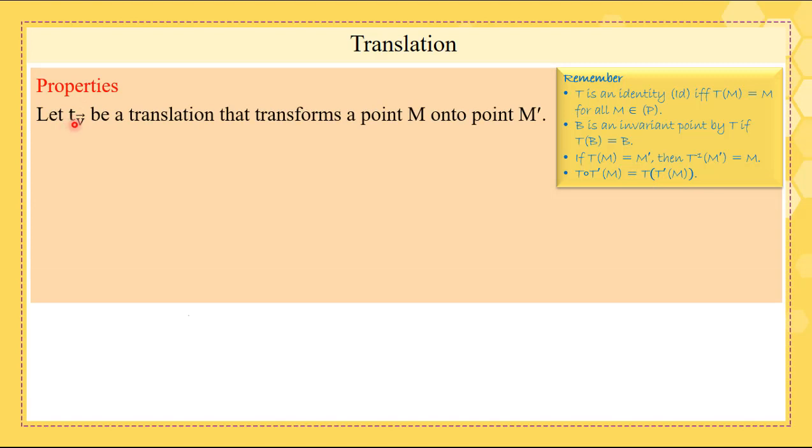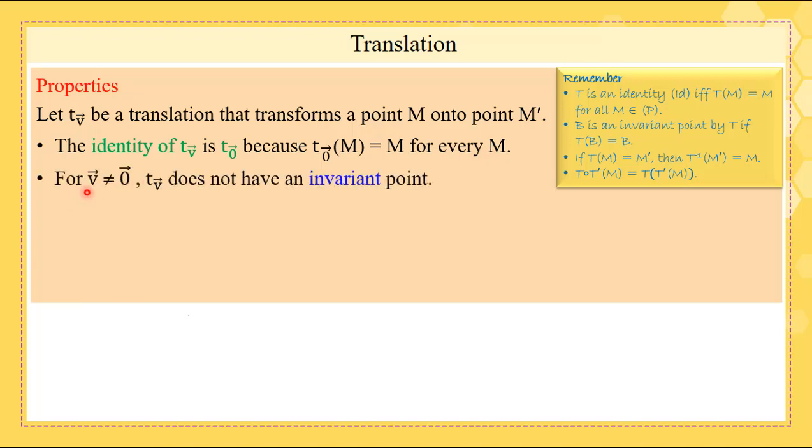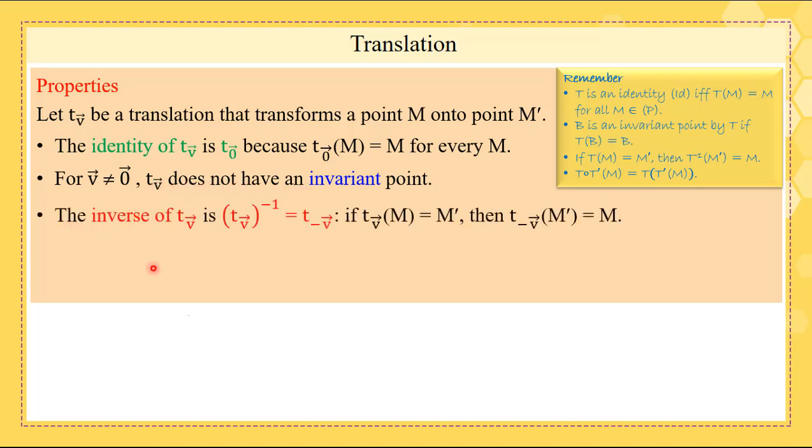Properties. Let T_V vector be a translation that transforms a point M onto point M prime. The identity of the translation by vector V is the translation by 0 vector because translation of the point M by 0 vector is equal to M for every M. Now for V vector different from 0 vector, translation by vector V does not have an invariant point. The inverse of the translation by vector V is denoted by translation by vector V to the power minus 1, which is equal to the translation by minus V vector.